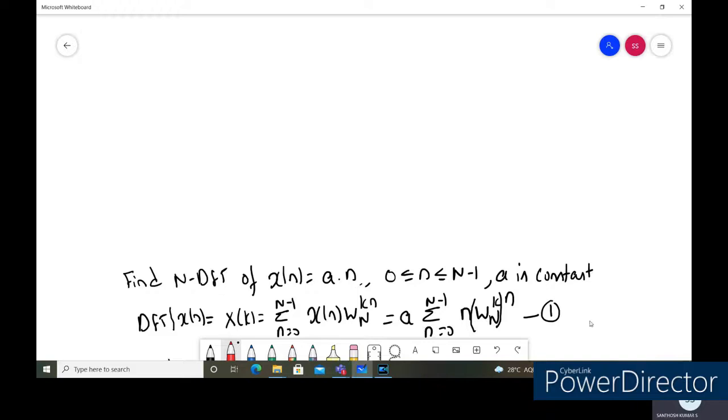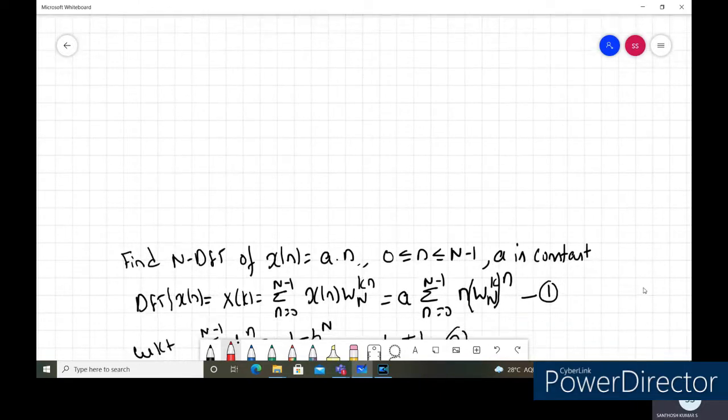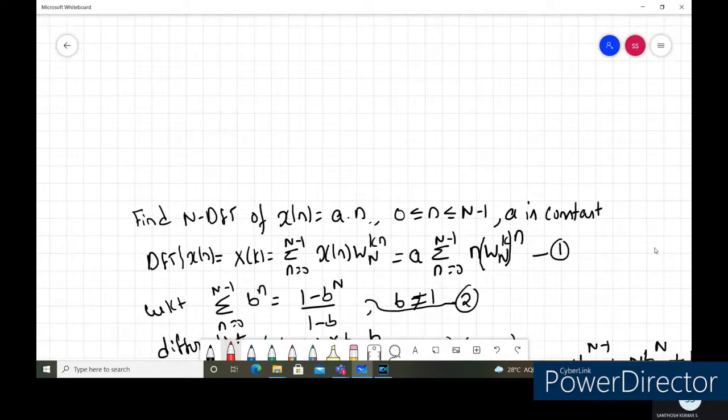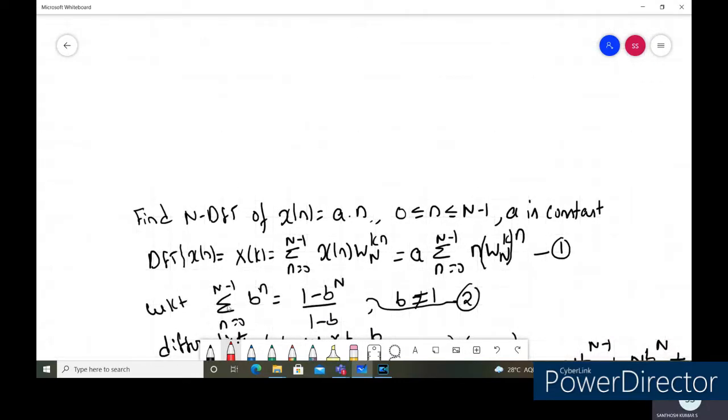Since we don't have any generalized formula in terms of n into a to the power of n, we have the sum of finite terms formula. The sum of finite terms formula is summation n is equal to 0 to N minus 1 b to the power of n, which is equal to 1 minus b to the power of N divided by 1 minus b, provided b should not be equal to 1. To avoid confusion, instead of a here, we have taken b. So we have the formula in terms of b to the power of n, but we don't have any formula in terms of n into b to the power of n.